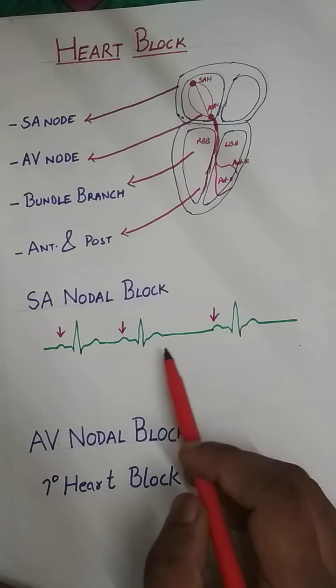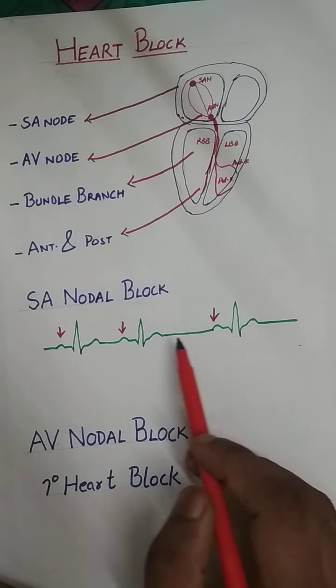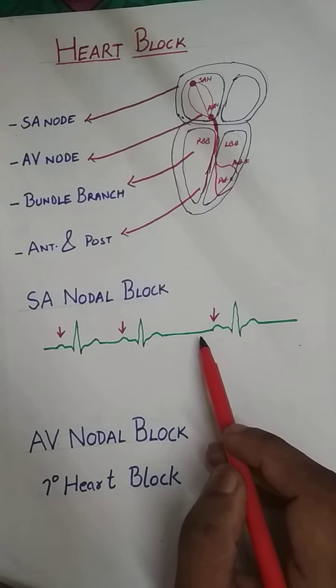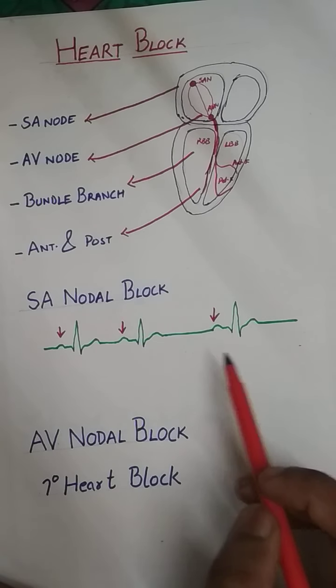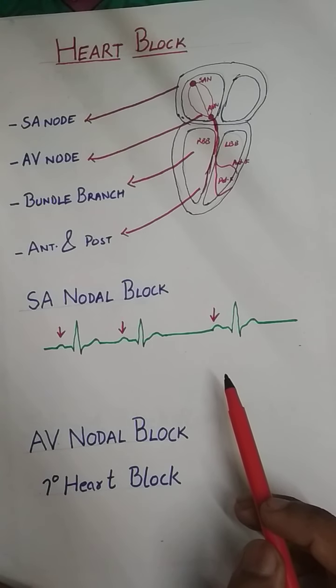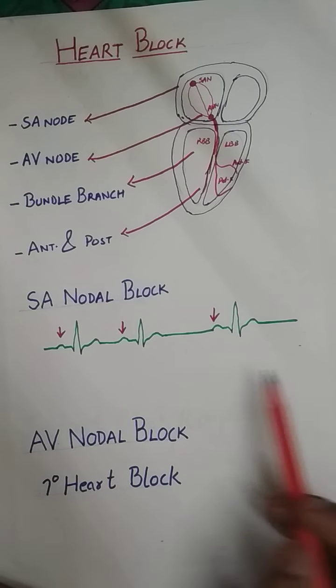Occasionally there would be a P wave followed by a QRS complex, but among them there would be segments where there is no P wave followed by a QRS complex. So this is the ECG change of SA nodal block. Of course, there are other technical things, but we are going with the very simple version of heart block, so we will not go into the details.